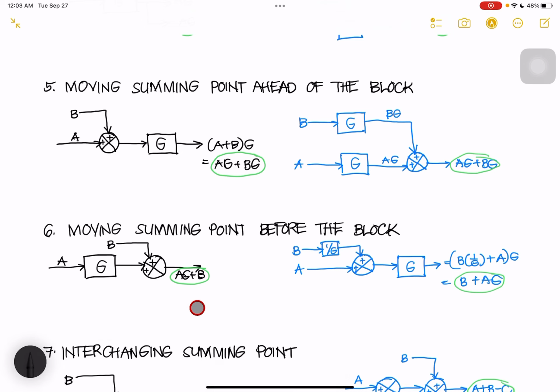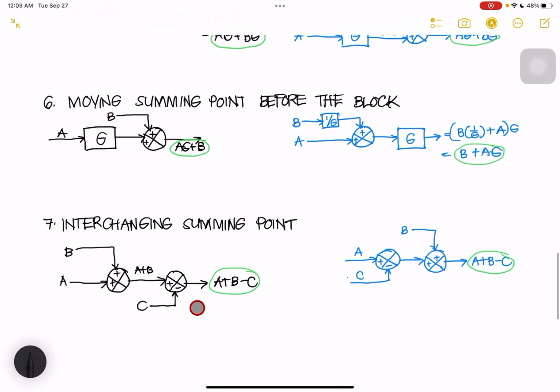Okay. Next and last is interchanging summing points. This is if we have two summing points in series and we want to swap them. Whatever signals are connected to the first one should not change. Okay? As well as this. So here, the connected signal is B on the first one, and C on the second one. We will swap them; we move this one here, and this one here.